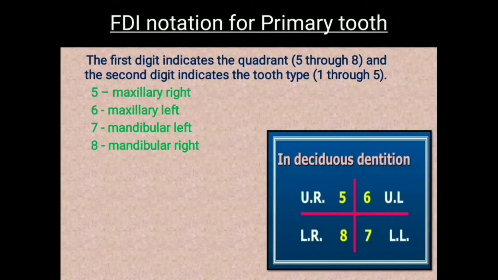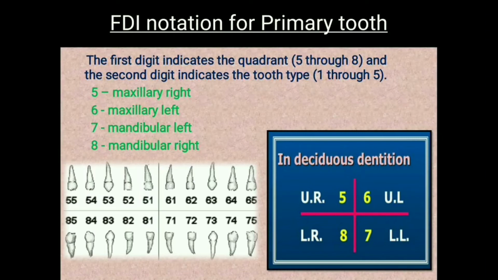Number 5 for maxillary right quadrant, number 6 for maxillary left quadrant, number 7 for mandibular left quadrant, and number 8 for mandibular right quadrant. And the second digit would be same as what we saw in permanent teeth. That is, number 1 to 5 is given in deciduous teeth.